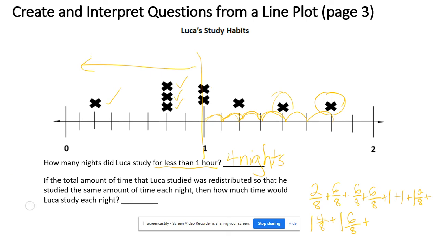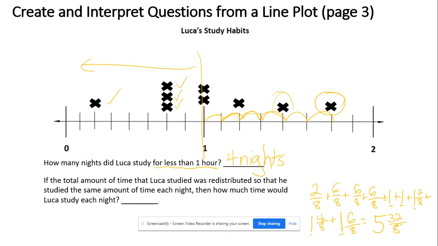Let's start by adding up all of the whole numbers first. So here we have a whole number 1, 2, 3, 4, 5. And now let's add up the fractions. 2 eighths plus 6 eighths is 8 eighths, plus 6 eighths is 14 eighths, plus 6 eighths is 20 eighths. So let's see, that's 8, 14, 20, okay? Plus the 2 eighths here is 22 eighths, plus the 4 here is 26 eighths, and then finally add the 6 eighths. 26 eighths plus 6 eighths is 32 eighths.